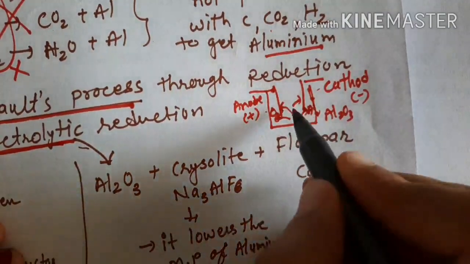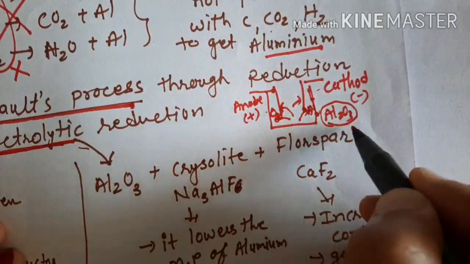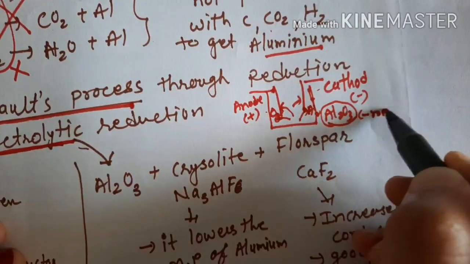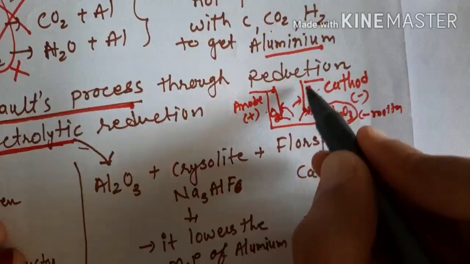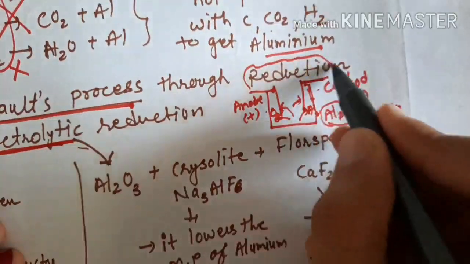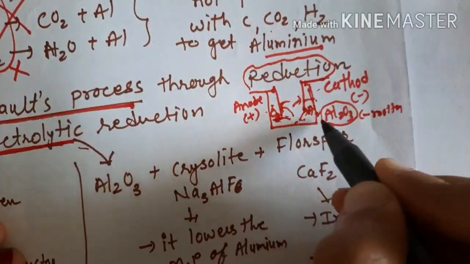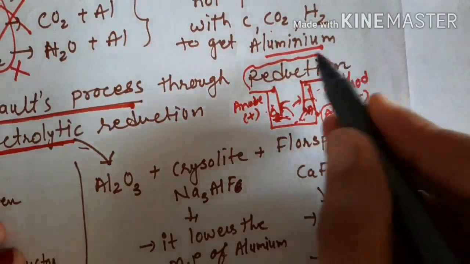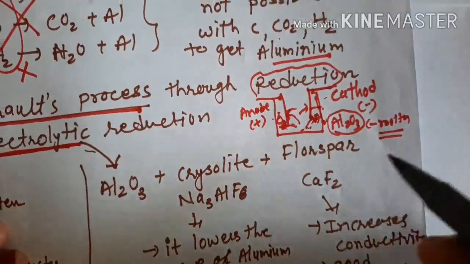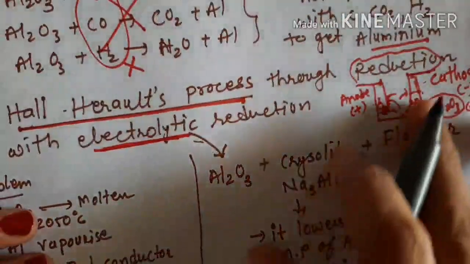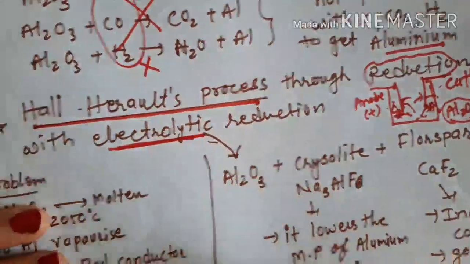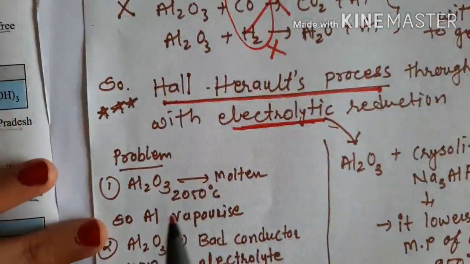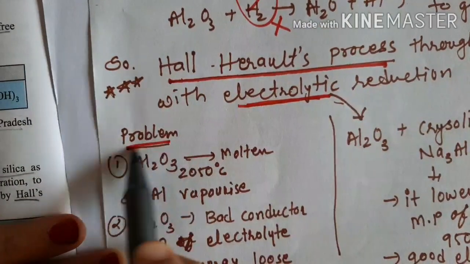But the problem is that we have to convert this Al2O3 into a molten state. Then only can the electric current pass. In the solid state we cannot pass the electric current. Okay, so what is the problem? Before we understand the process, you have to understand the problem that arises.